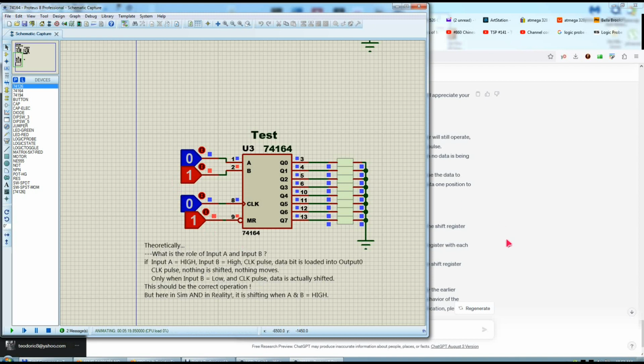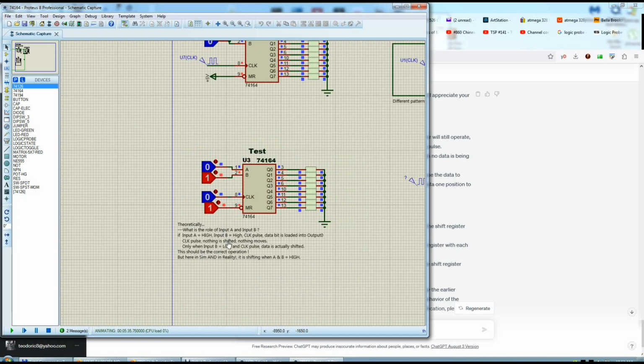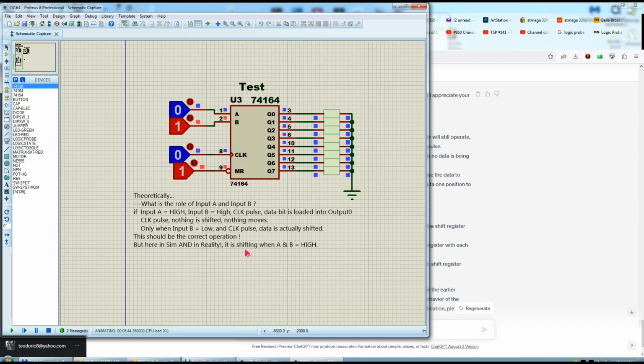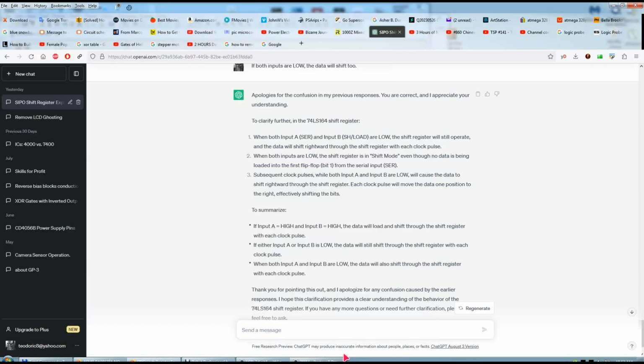So theoretically, this is what ChatGPT is continuously trying to say and is hanging on to as truth, I believe, from its perspective. So this should be the correct operation. But here in my Proteus simulator, and in reality, it is shifting when A and B are high, both together. It is not working as in this theory, not by a long shot, not at all. At least that's what this ChatGPT is saying.